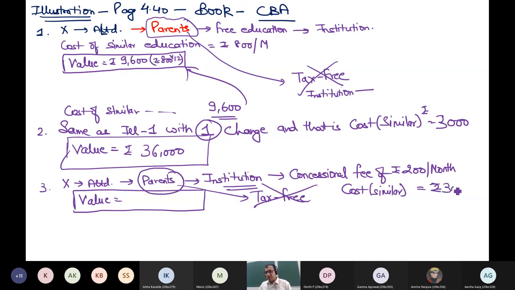Now, can you tell me the final answer which is taxable? 33,600. Yes, 33,600. So how did I get it? This is taxable. How did I get it? Cost of education 3,000 minus amount recovered 200, times 12.